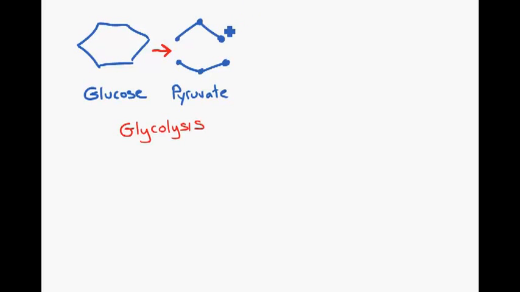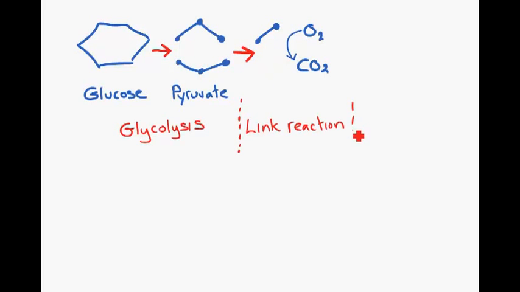The second step is where each of these 3-carbon pyruvates is made into a 2-carbon molecule. The third carbon is taken away, oxygen arrives, takes it away as CO2. So our 3-carbon molecule has become a 2-carbon molecule, and this is called the link reaction. This 2-carbon molecule then enters the Krebs cycle.